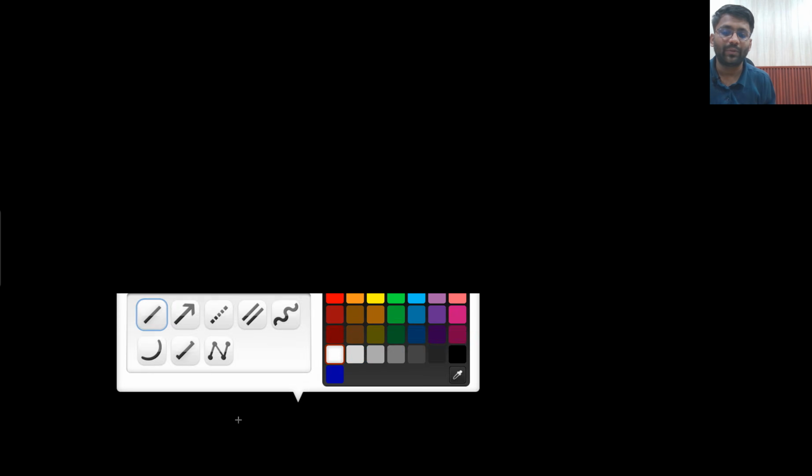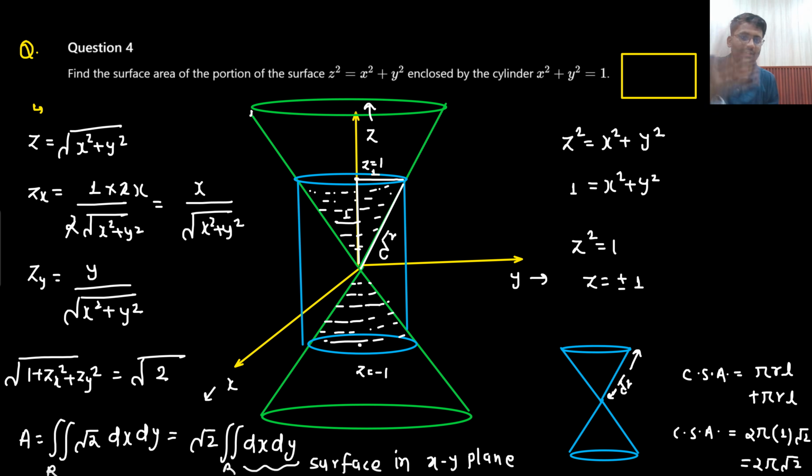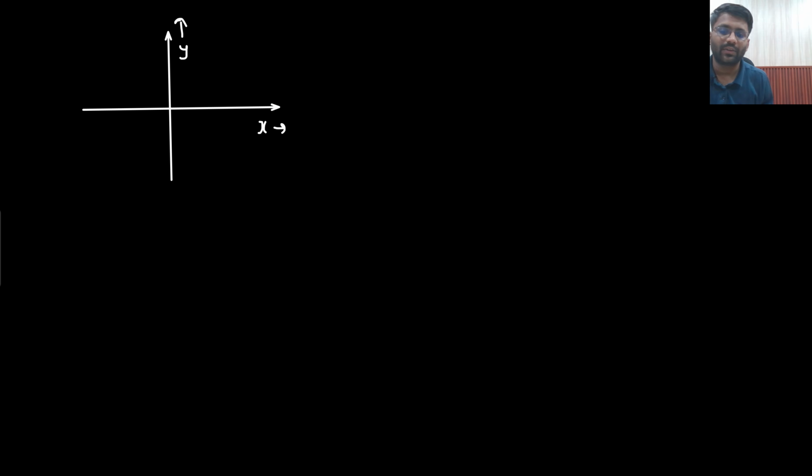So in the xy plane, what will we be getting? We will be getting nothing but a circle of radius 1. But we need to double it. Why do we need to double it? Because, sir, you will squeeze from the upper side as well, and you will squeeze from the downward side as well. So that's why you need to double it.